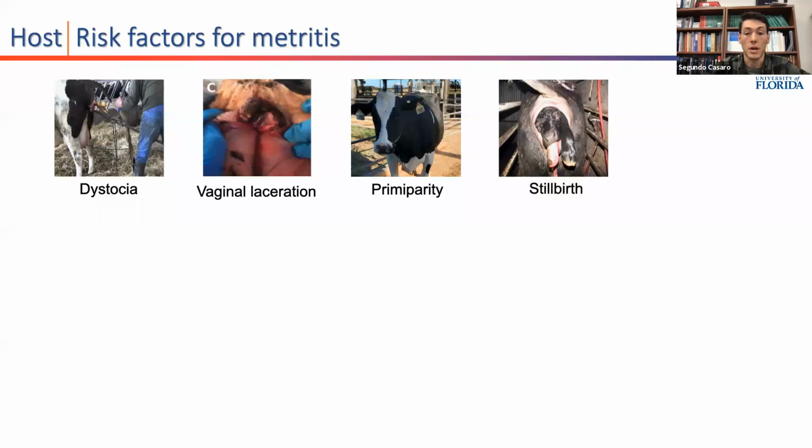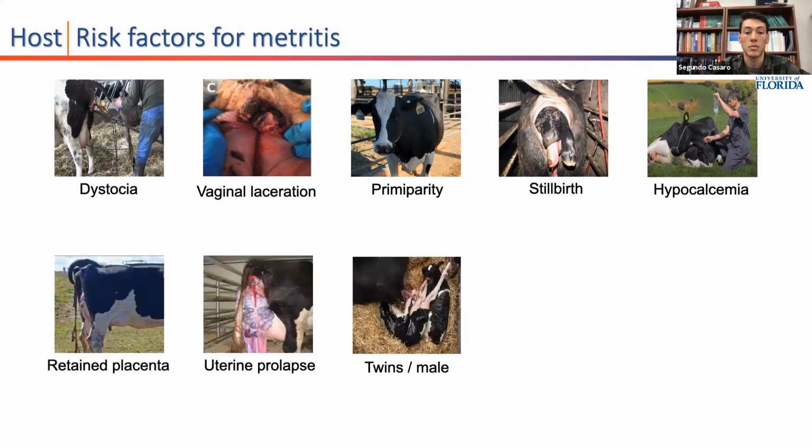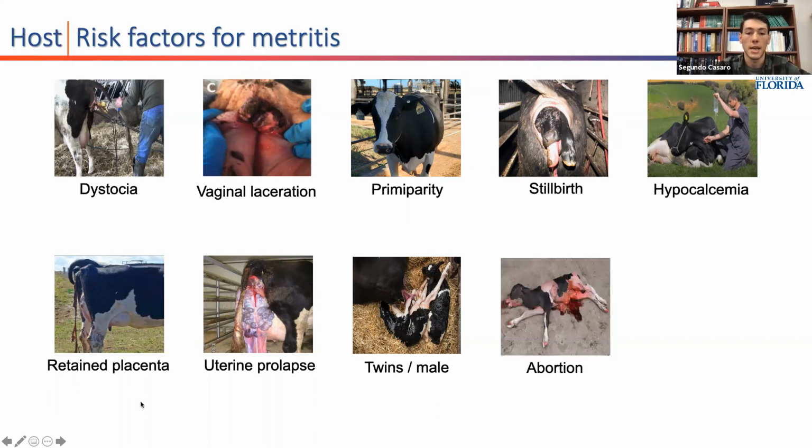Then another risk factor is stillbirth, which is also highly correlated with dystocia, and with hypocalcemia, that is another risk factor for metritis. I'm going to talk about hypocalcemia in the next few slides, so I'm not going to stop on hypocalcemia now. Other risk factors for metritis are retained placenta, uterine prolapse, twins, and also a male calf, which are all correlated among themselves. Retained placenta is also associated with hypocalcemia, and it may also work as a fomite and carry contaminants into the vagina. Then abortion is another risk factor for metritis, probably not because of the abortion itself, but because of the underlying condition that caused it. It's also associated with retained placenta.